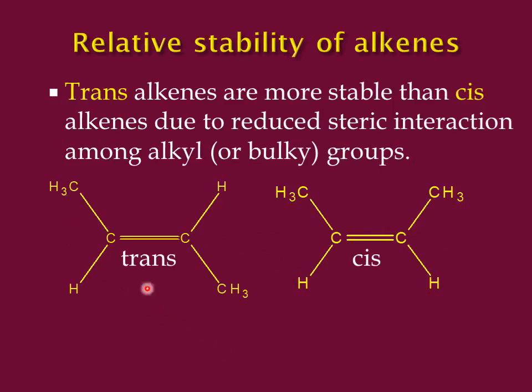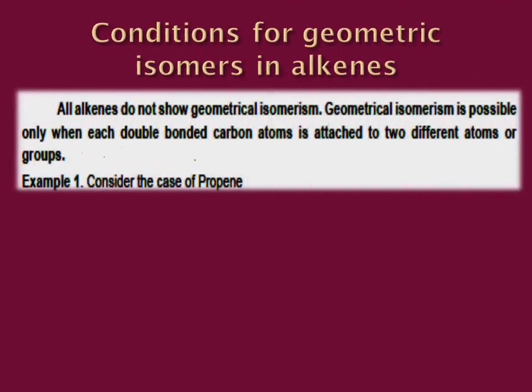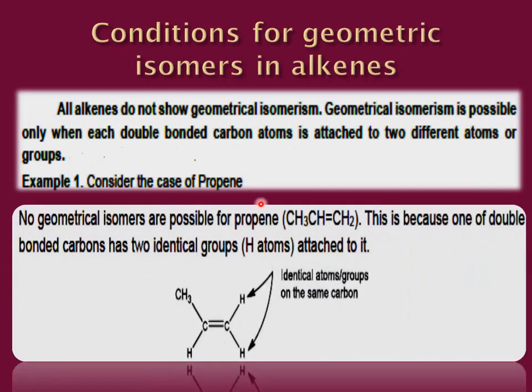Now students, let us see what are the conditions for geometrical isomerism in alkenes, as all alkenes do not show geometrical isomerism. Geometrical isomerism is possible only when each double bonded carbon atom is attached to two different atoms or groups of atoms. For example, consider the case of propene. No geometrical isomers are possible for propene. This is because one of the double bonded carbons has two identical groups, that is hydrogen atoms, attached to it.